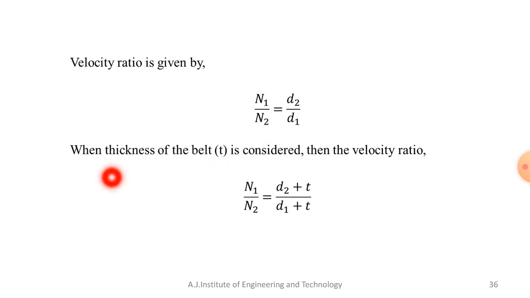Now if thickness is considered, then the velocity ratio can be given by adding the thickness to the diameter of the pulleys, that is n1 divided by n2 is equal to d2 plus t divided by d1 plus t. You have to add the thickness to the respective diameter. So that is about velocity ratio.